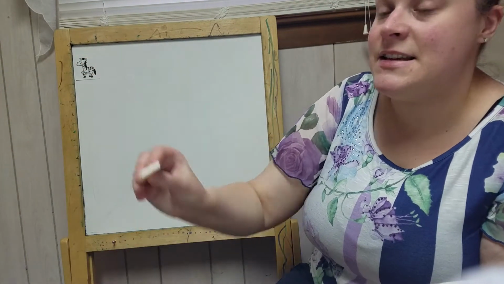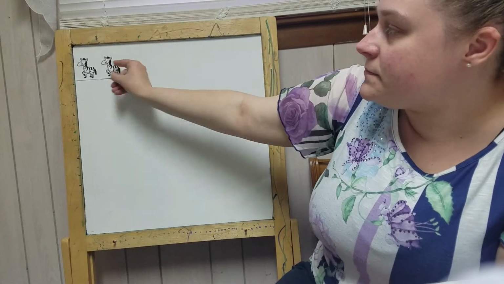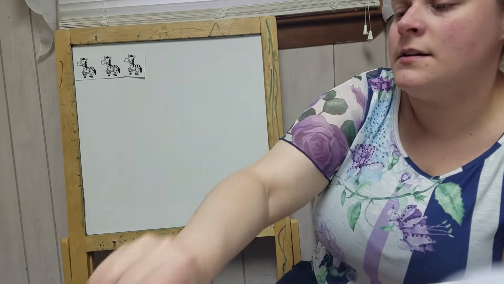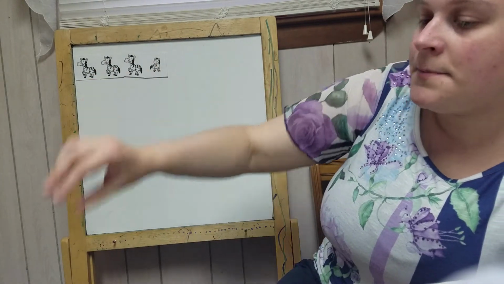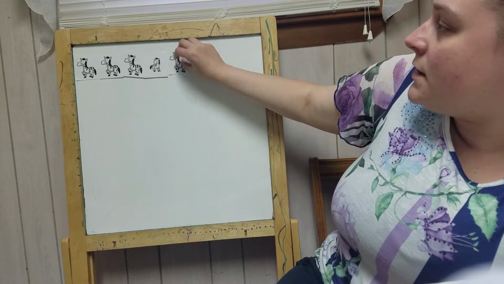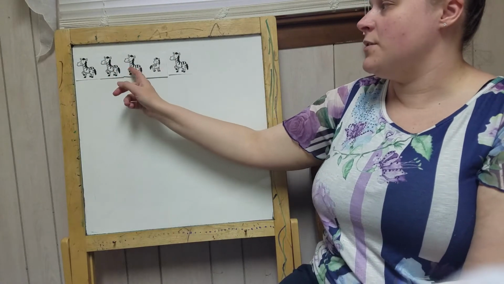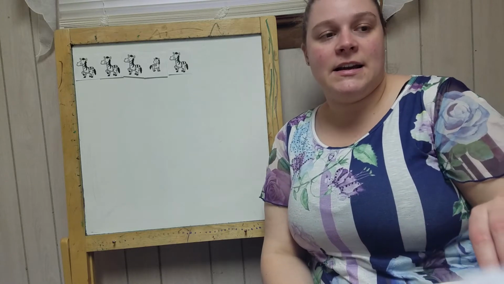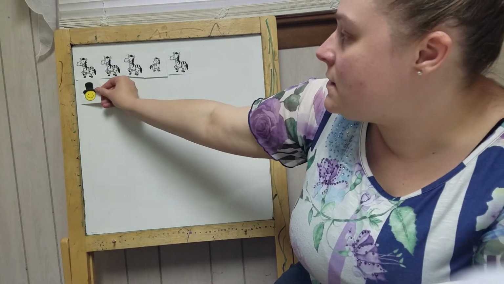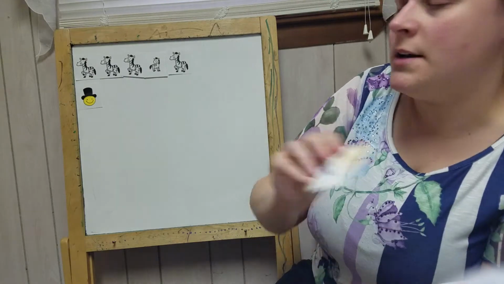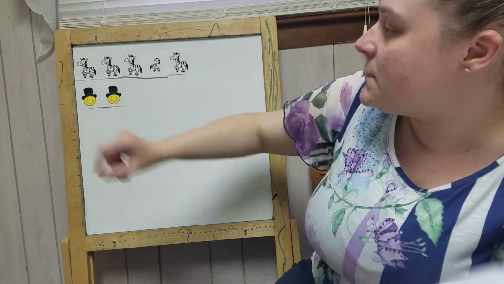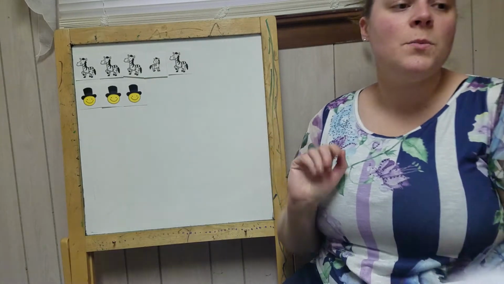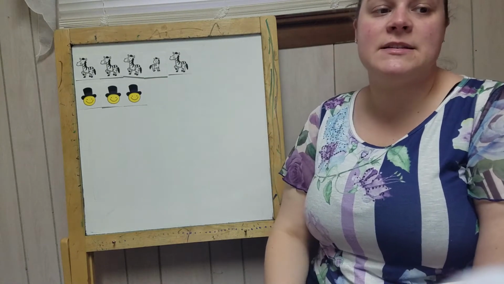So the first thing I'm going to do is line up 5 zebra cards. Let's see, 3, 4, 5. All right, 1, 2, 3, 4, 5. We have 5 zebras, and we have 3 smiley faces. 1, 2, 3. We have 5 zebras and 3 smiley faces.